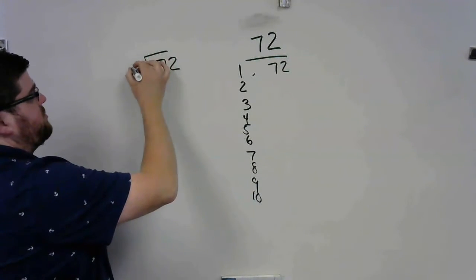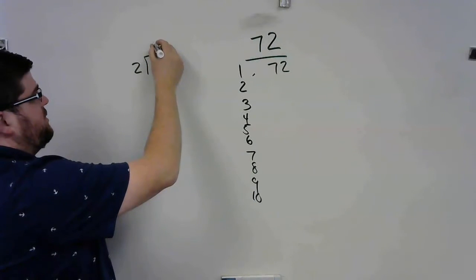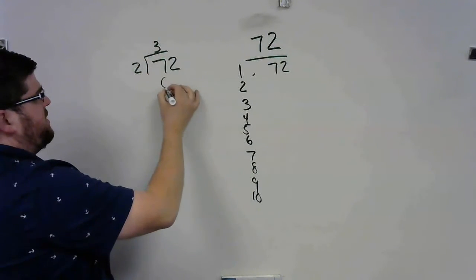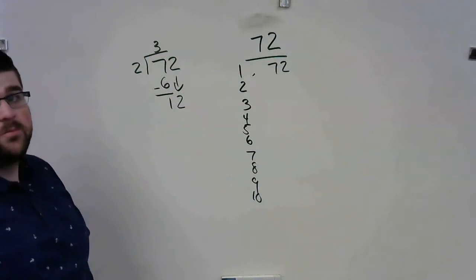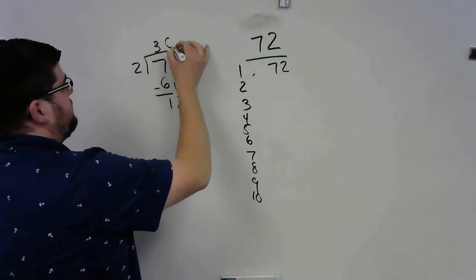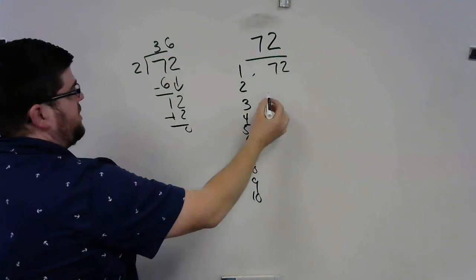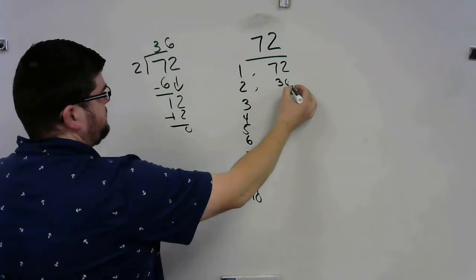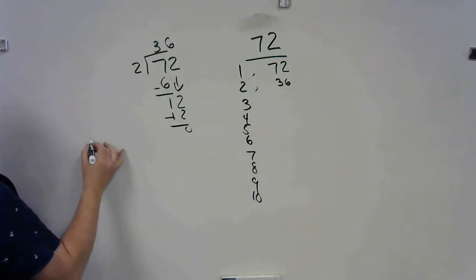divided by 2. 2 goes into 7 3 times. 3 times 2 is 6. 7 minus 6 is 1. Bring down the 2. And then 2 goes into 12 6 times. 6 times 2 is 12. Yep. So 2 times 36.